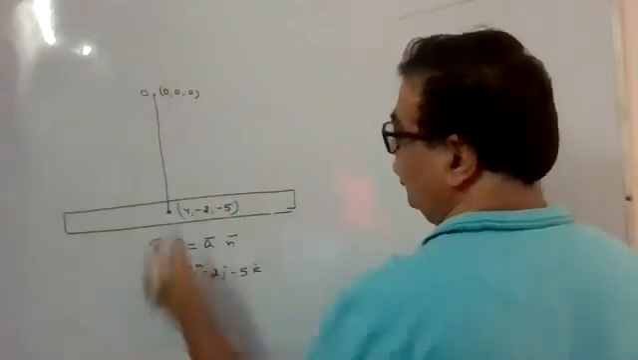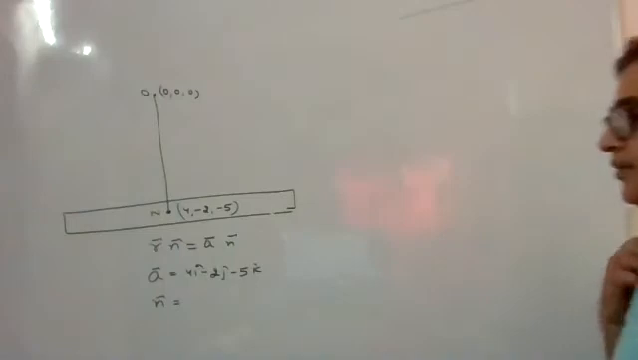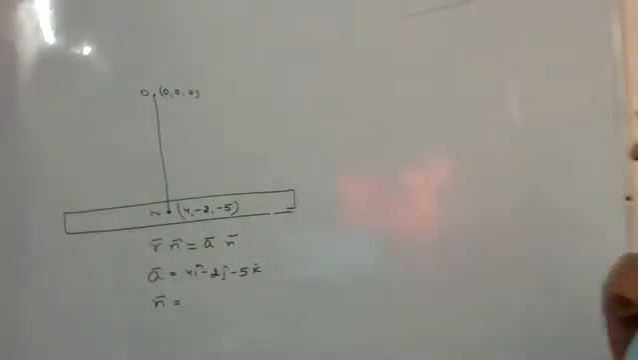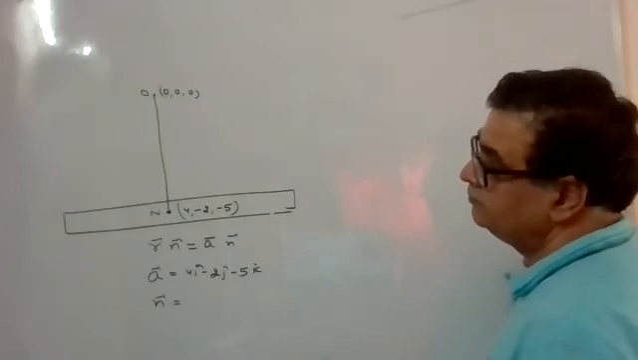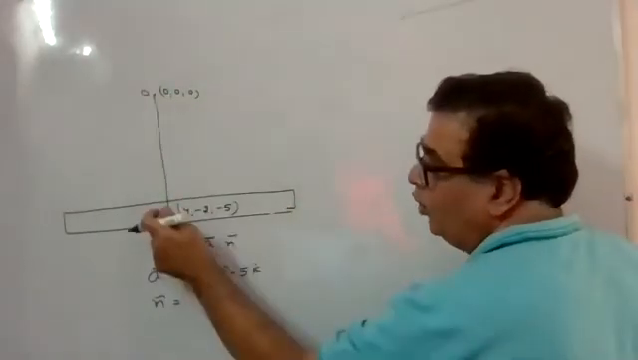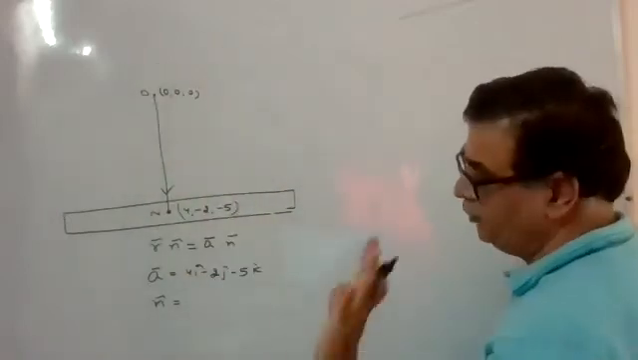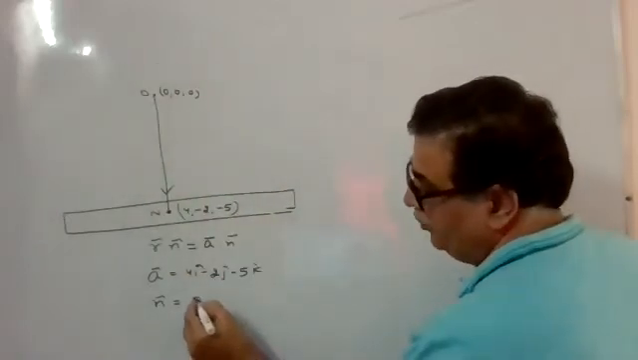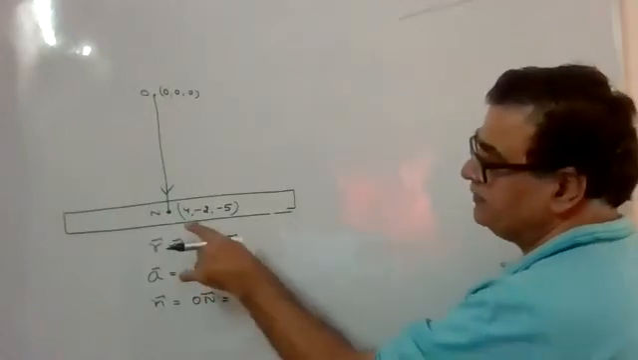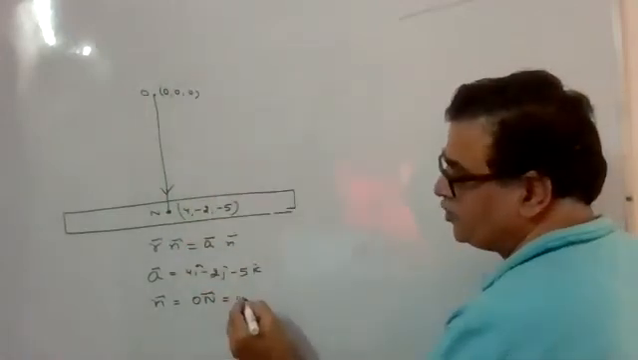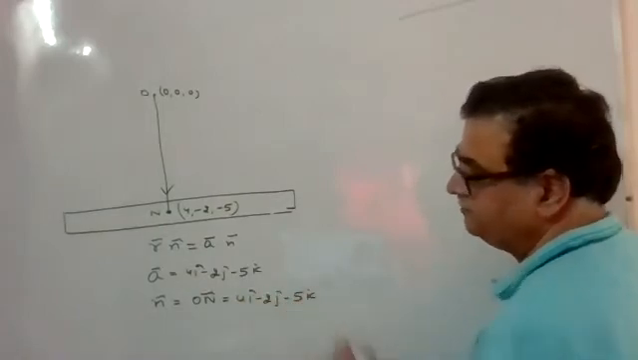This is point O. Let this point be N. Then what is the normal vector? Sir, 4i minus 2j minus 5k. Yes, you can take either the ON vector or the NO vector. That is no problem. So I am taking the ON vector. ON vector means this minus this. So this also comes out the same: 4i minus 2j minus 5k.